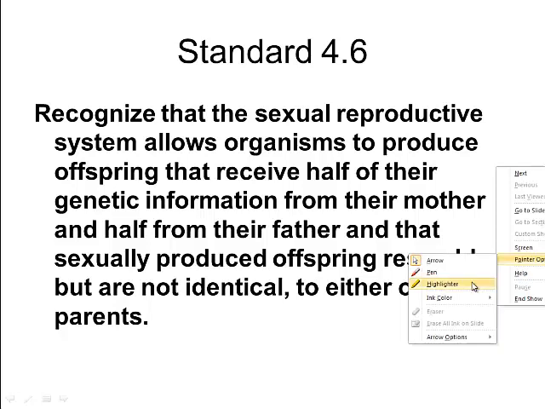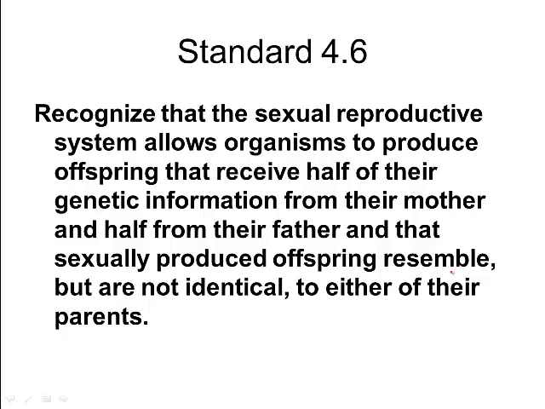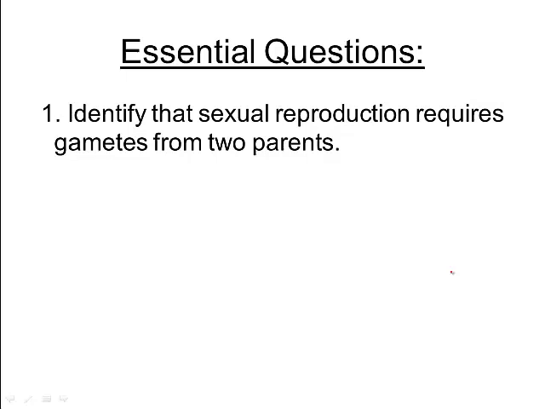Okay, this is standard 4.6. In this one, we're going to be talking about sexual reproduction and the way that sexual reproduction cells are made. Those are our gametes, and this happens in the sexual reproductive system of humans. So we're going to be able to understand that sexual reproduction requires gametes from two parents. Remember, gametes are your sex cells.